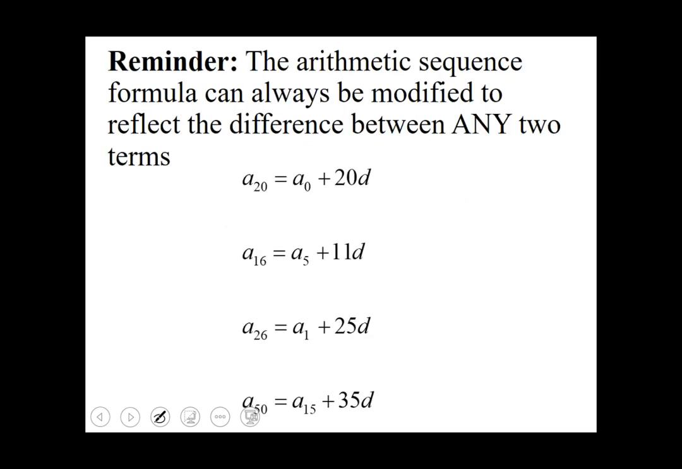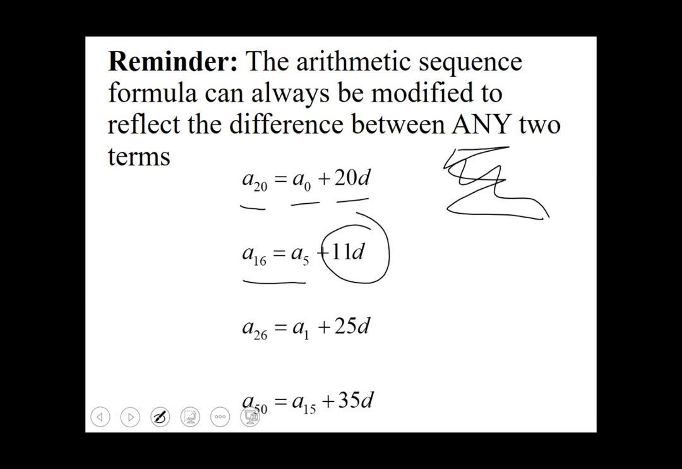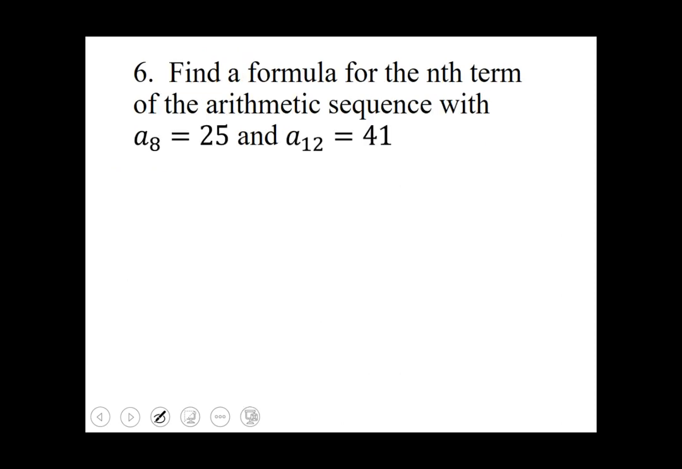Just another reminder here that if you are going to be using that alternate form, you can in fact modify it to reflect the difference between any two terms. So make sure you know that's not a sigma, I'm just underlining it. From the 20th term and the first term, there are exactly 20 common differences between them. Between the 5th term and the 16th term, there are exactly 11 common differences between them. So the beauty of this second formula is it can be rewritten to find the difference between any two terms. So that's handy, and that's what we're going to use for our next example.